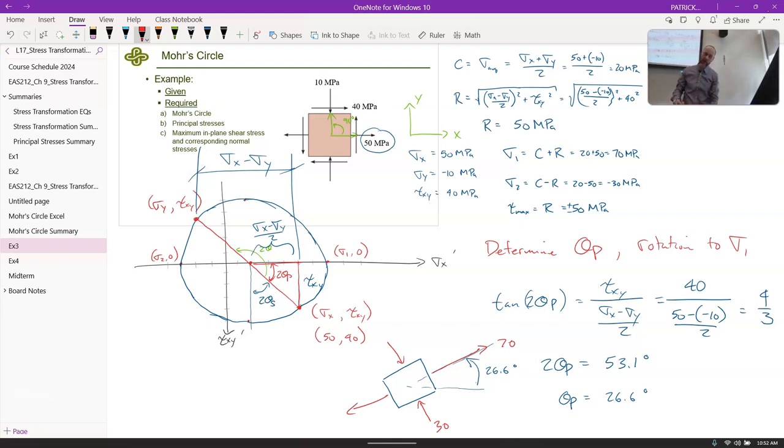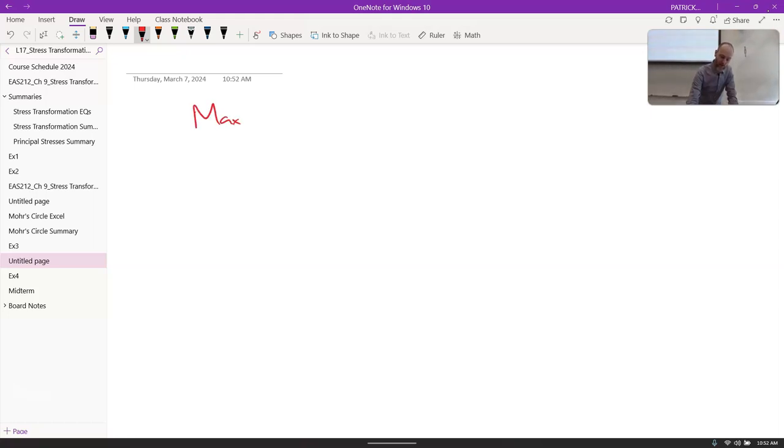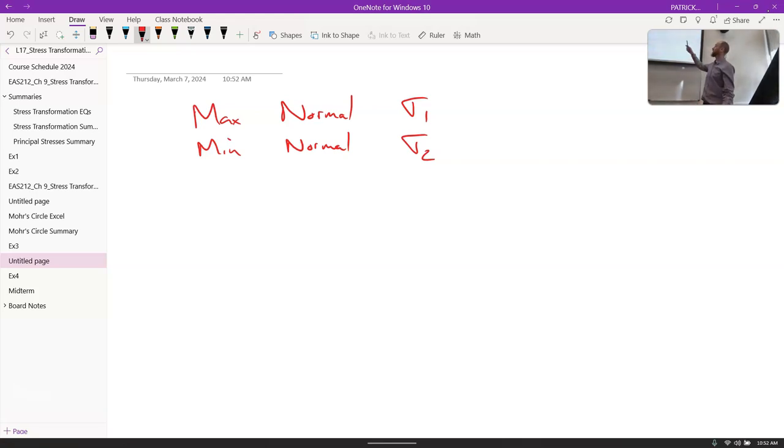But the big picture takeaway here from all of this is that ultimately we're really interested in max normal, and I guess that could also be min normal, because we want both values, because in the event that max normal is tensile and min normal is compressive, it could make sense that our member is going to fail in either max tension or max compression. And then the other scenario we want is sort of max shear, because another scenario is that, well, maybe our material is going to fail in shear. So wherever that is maximum, that's going to be our failure.